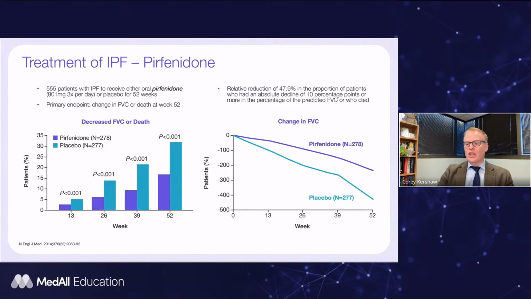And you can see the rate of change in FVC over 52 weeks was much better with patients taking pirfenidone versus placebo. And because of this, pirfenidone was approved for the treatment of IPF.